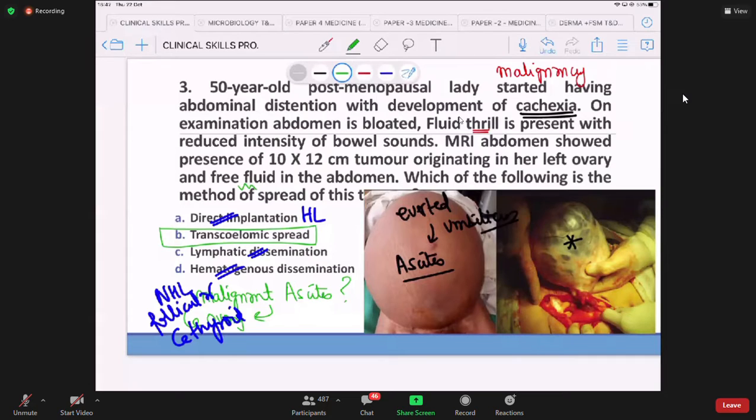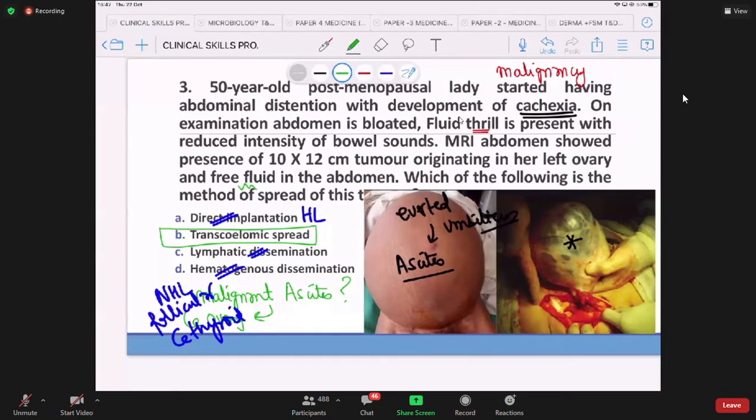The concept is simply that if you focus on the word cachexia, it is a cancer. If you focus on the words fluid thrill and free fluid in the abdomen, it is going to be ascitic fluid, which is probably cancerous in origin. Now, where is it coming from? He has himself told you it is an ovarian tissue. He's shown you a big ovarian tumor as well.